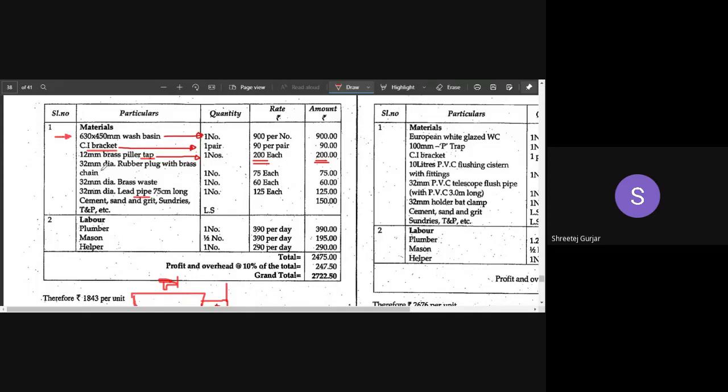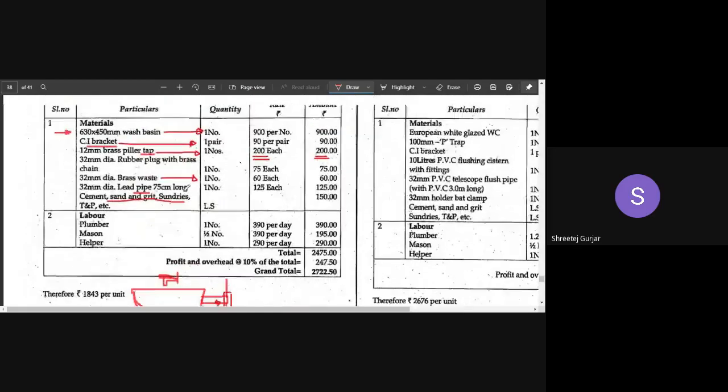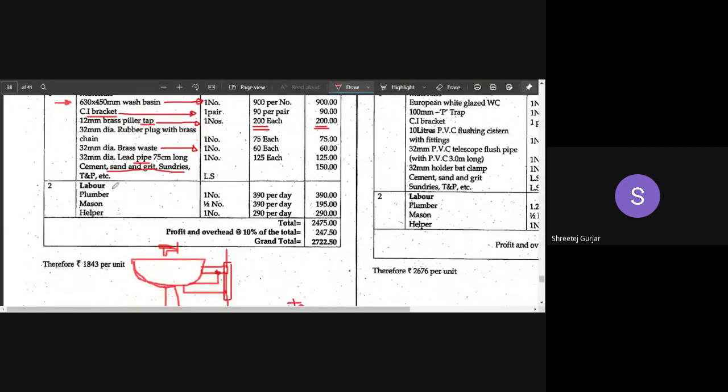Then 32 dia rubber plugs with brass chain. All these fixtures are required for fitting your taps, right? Fixing your taps, fixing your basin. All these things are required. I have told you one pipe is required. Brass waste pipe is required, and then some cement, sand, and sundries are also to be included, right? To fix your wall bracket into your wall, you require mortar. Okay, so for that consideration has been taken. All those considerations have to be done, and then you require one plumber, one mason, and one helper.